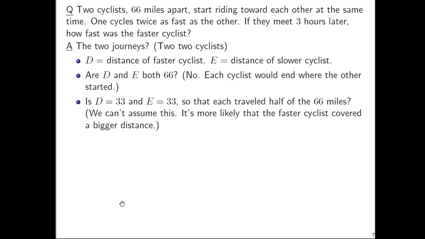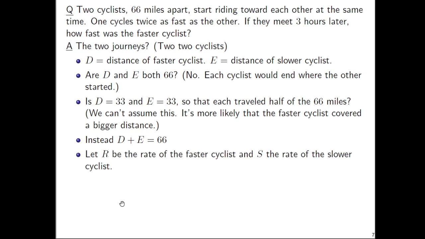So we shouldn't assume that D and E are both 66. That would be them biking past each other. We shouldn't assume that they cut this distance each in half and covered exactly half the distance each. That's an extra assumption that doesn't seem warranted. Instead, what we can say is that D plus E equals 66. That is, the amount of distance covered by the first cyclist added to the distance covered by the second cyclist equals 66. So neither of them traveled the full 66 or half of it, but whatever distance the first cyclist traveled is something less than 66, and then the second cyclist traveled another distance represented by E, and together, when we add those together, that's the entire 66 miles apart that they started.